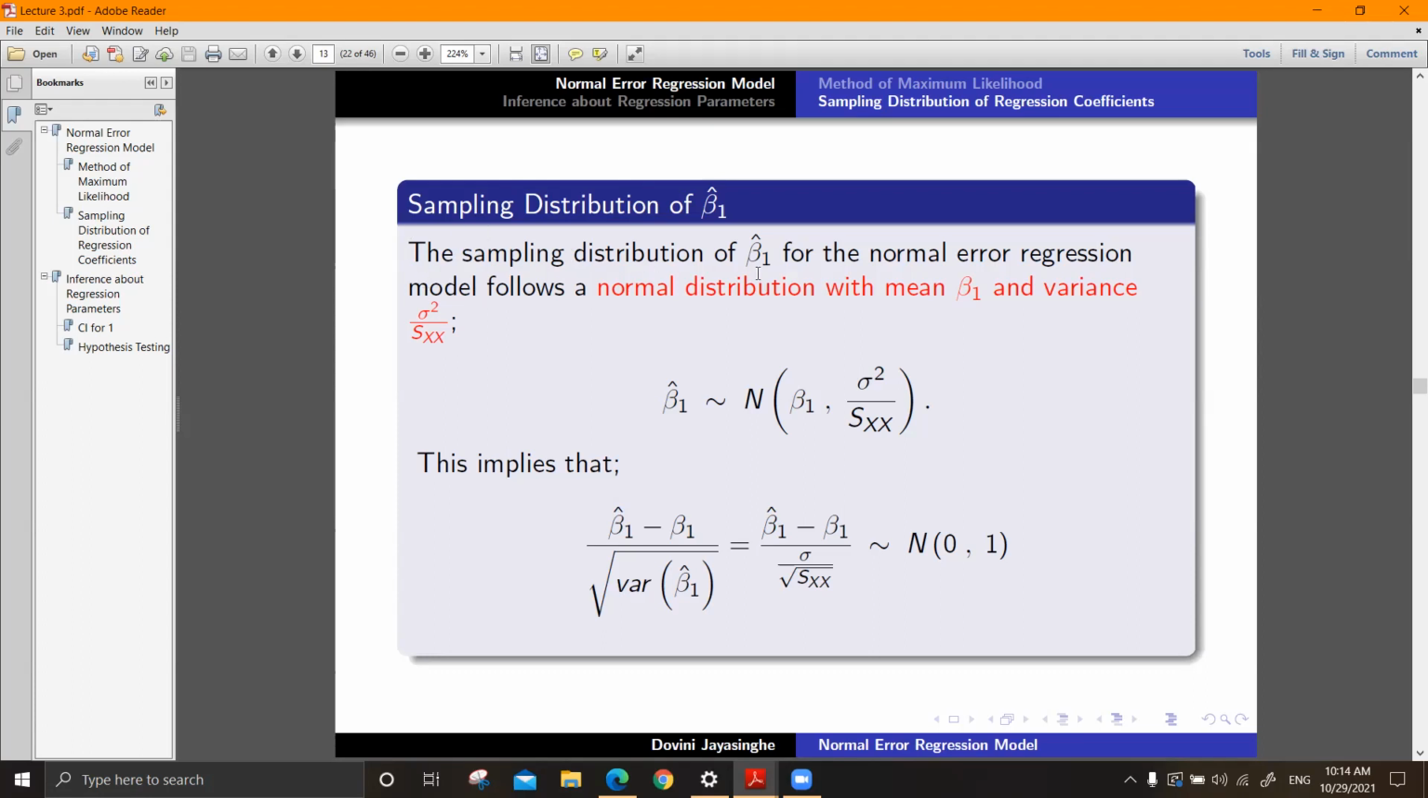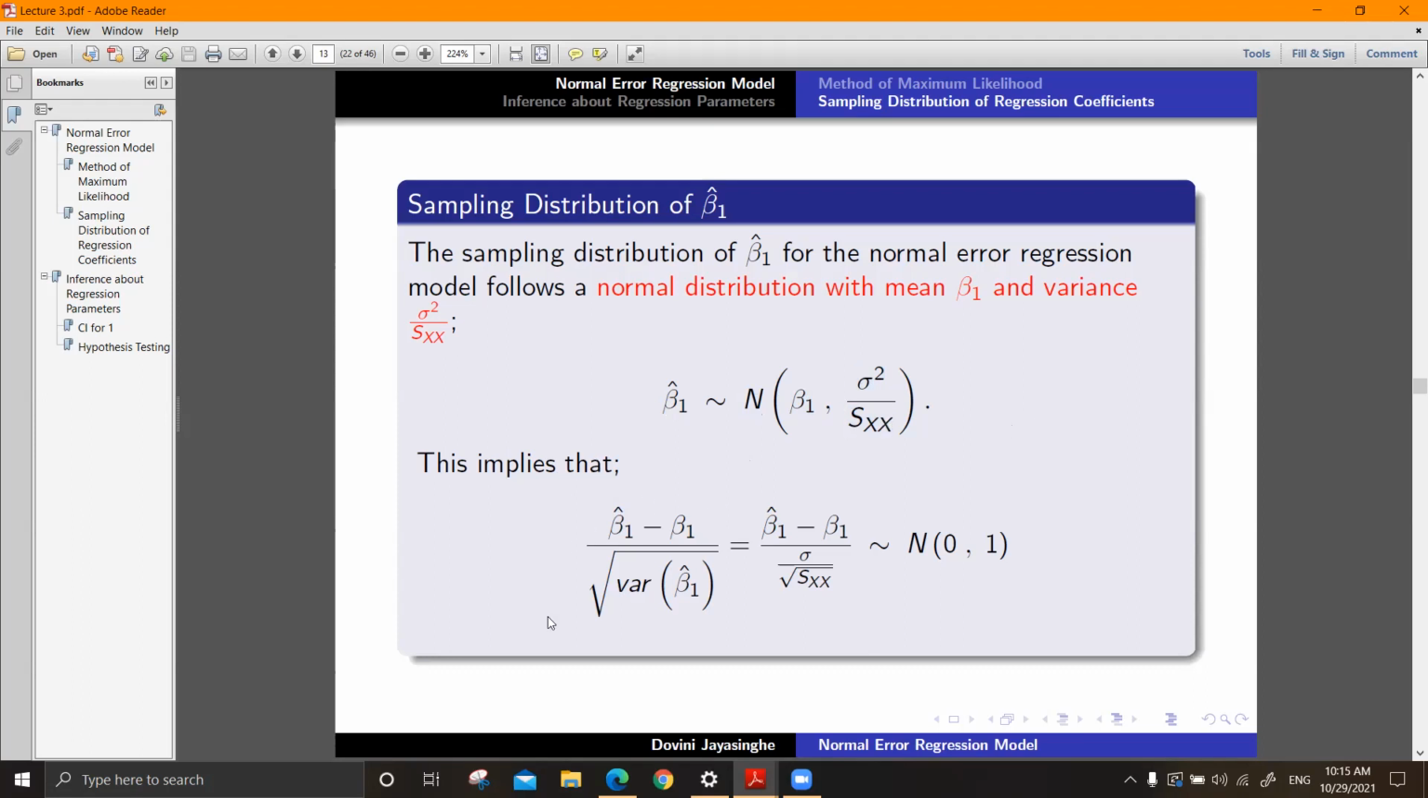So the sampling distribution of beta 1 hat for the normal error regression model follows a normal distribution with mean beta 1. Why? Because this is an unbiased estimator. If you take the expected value of this estimator, it is going to be equal to beta 1, and the mean is always the expected value. That is why you put beta 1 here. It's easy to remember, right? You don't have to memorize this by heart. If you know this is an unbiased estimator, you can simply write this. What you have to remember is that it is normally distributed, with this variance, which of course you have to know.